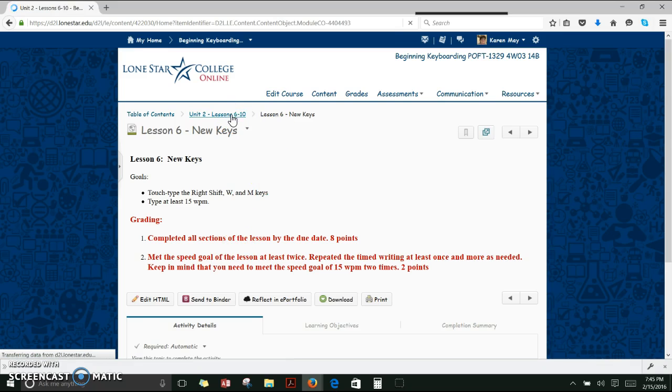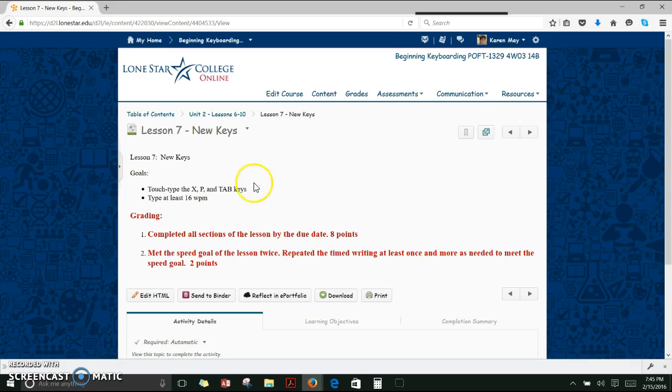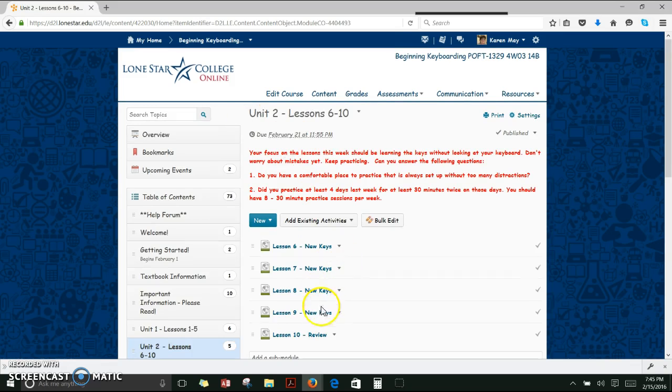I'm going to use the cookies to go back to the next one, Lesson 7. And again, your goals, in this one you're 16 words a minute, you will learn the XP and the tab keys, and then I will tell you about the grading. And you can use your cookies to go back and read each of those before you begin them. The last lesson is always a review lesson.